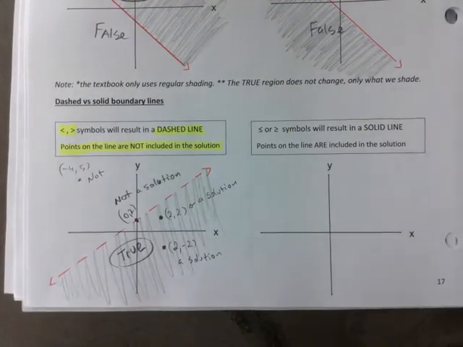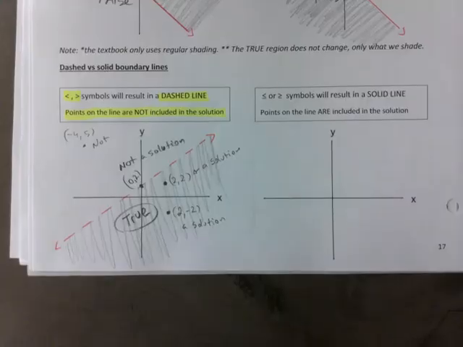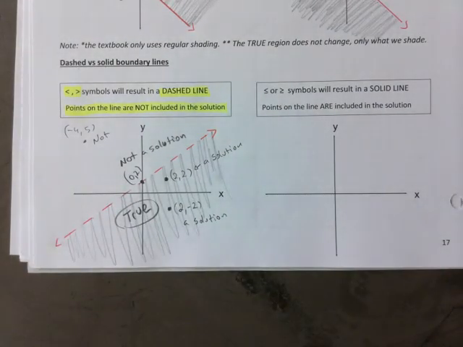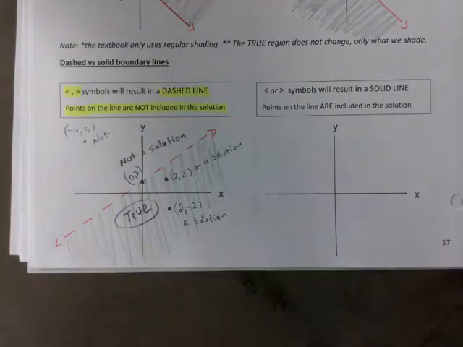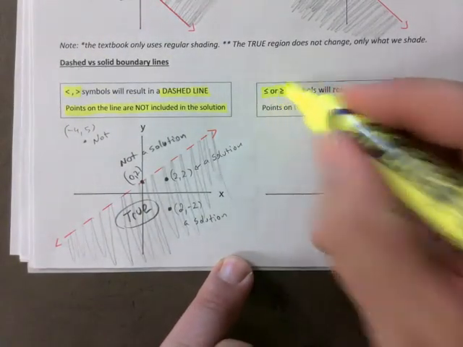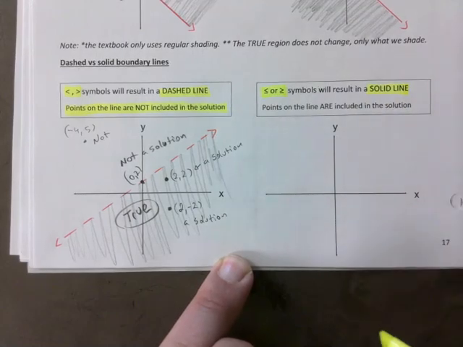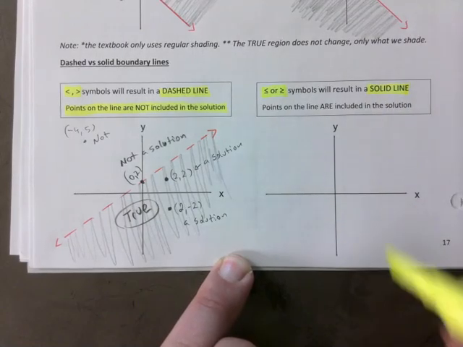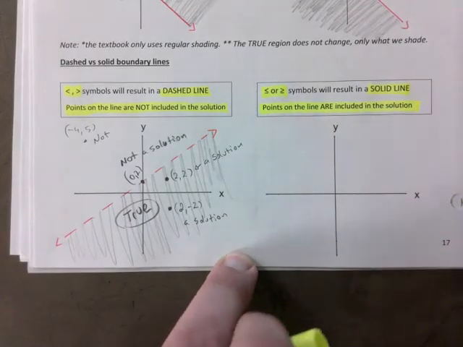So the boundary line is dashed, which means anything that's on the line itself will not be a solution. When you have the equal sign, then it's a solid line. That's how we know that everything on the line, and so points, are included.